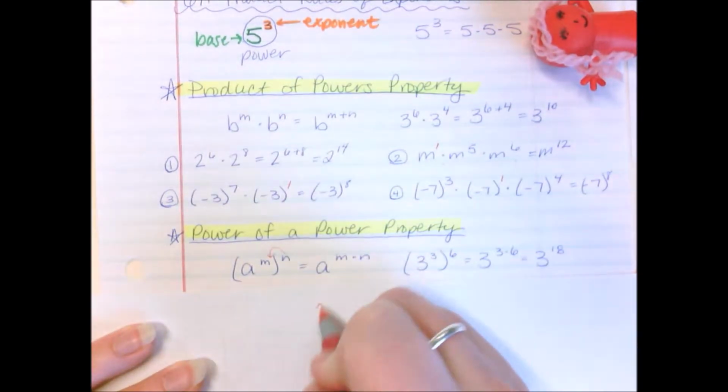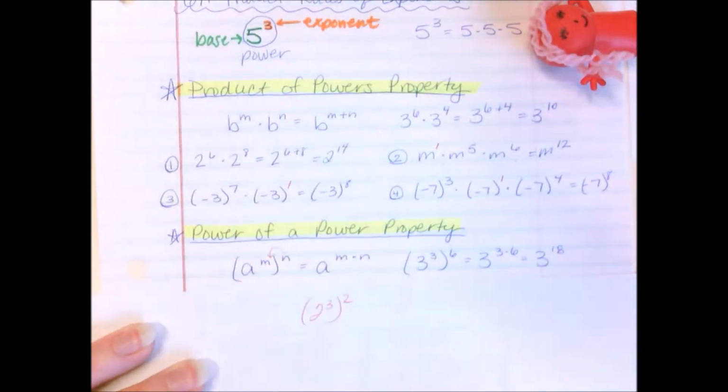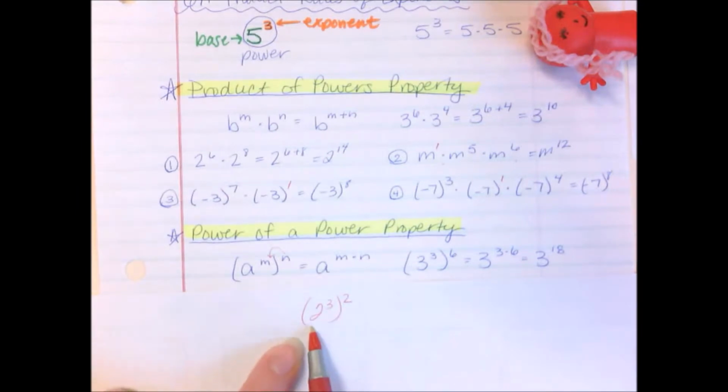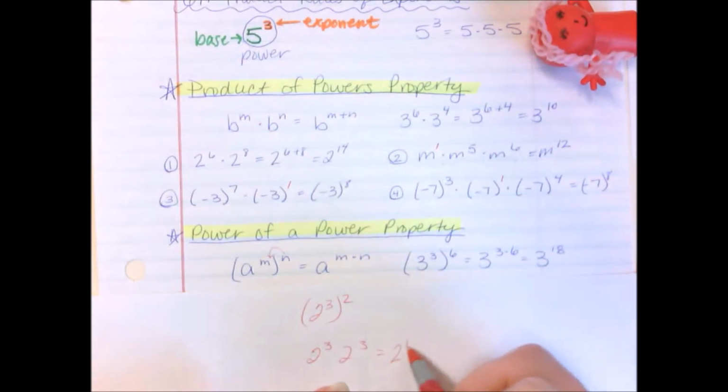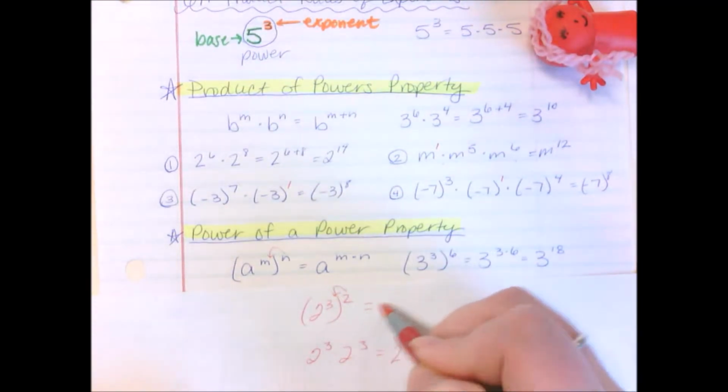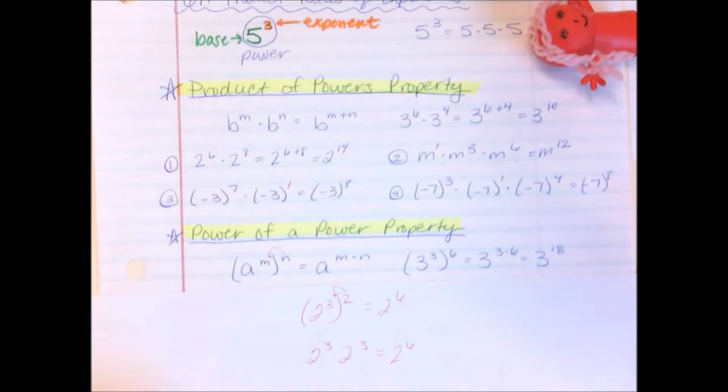So for instance, if I take 2 to the 3rd to the 2nd, that means I need 2 of the 2 to the 3rds. So it's actually like 2 to the 3rd times 2 to the 3rd. Well, using our product of powers property, we can add these exponents and we'll get 2 to the 6th. Notice then that's the same as if I just took my 2 times my 3 and got my 2 to the 6th. So that's why power of a power property works.